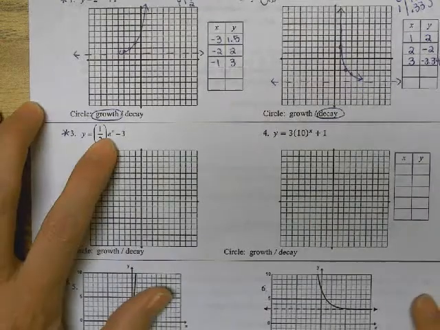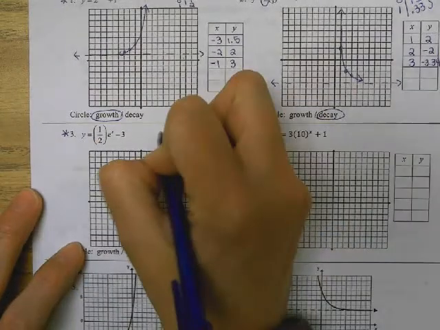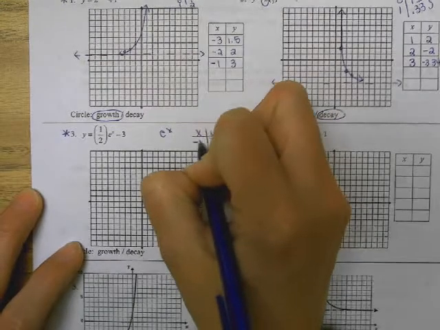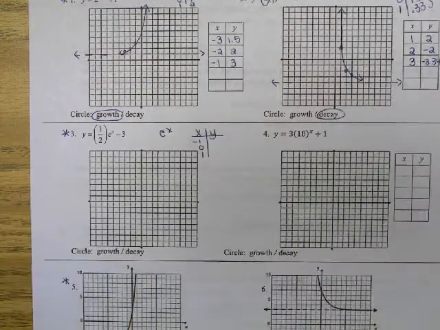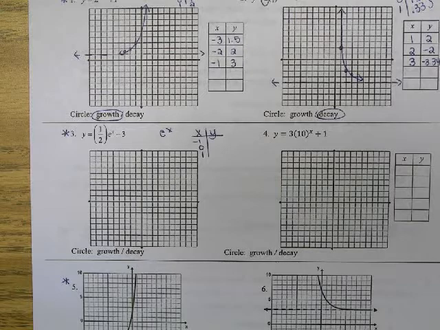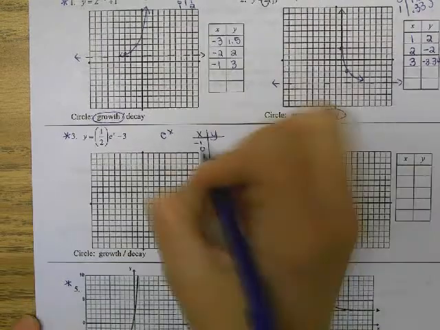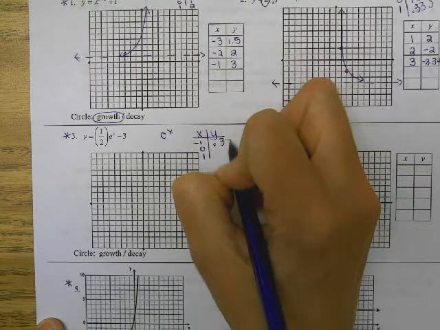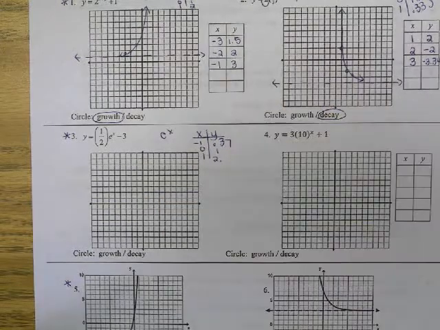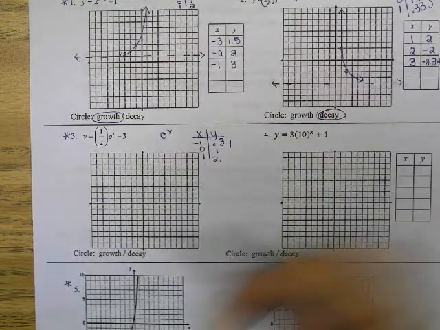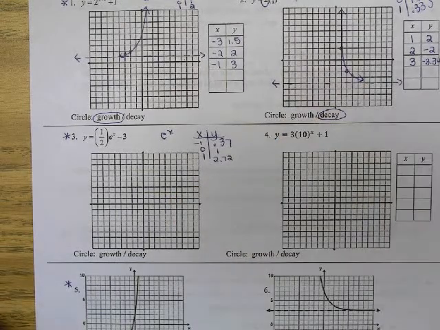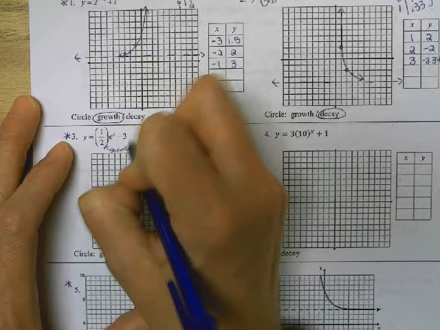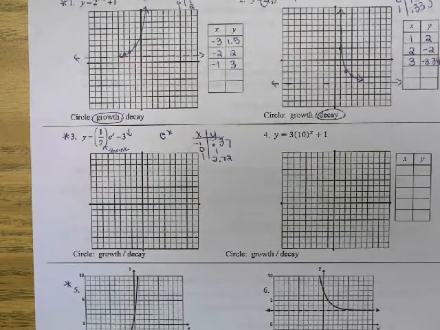Alright, number 3 is looking at e to the x. So my parent function of e to the x. So I have e to the -1 gives me 0.37, 1, and then 2.72. Okay. This 1/2 is a shrink and the minus 3 is going to move it down 3.